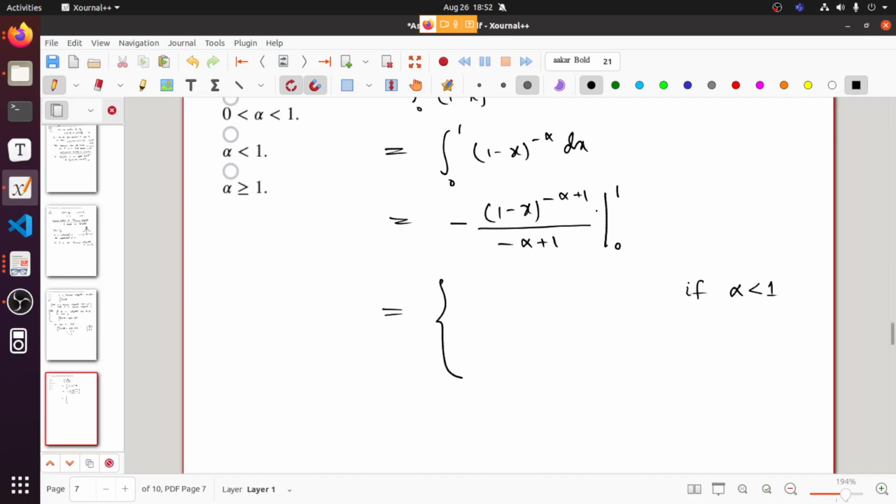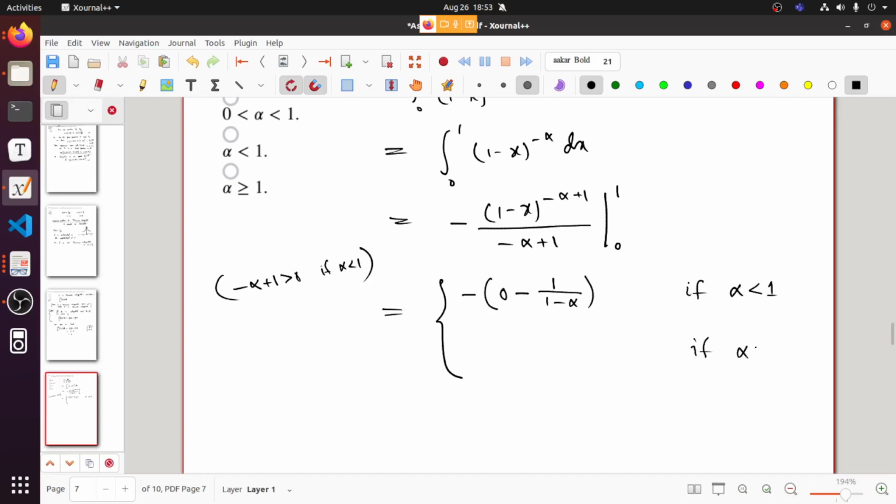If alpha is less than 1, what will you get? Then minus alpha plus 1 is positive, right, if alpha is less than 1. So this is fine, right? If you put 1, then it will be 0, and for 0 it's fine. So if alpha is less than 1, there is no problem. If you put x equals 0, you will get 1 by 1 minus alpha, right? So this we will get if alpha is less than 1.